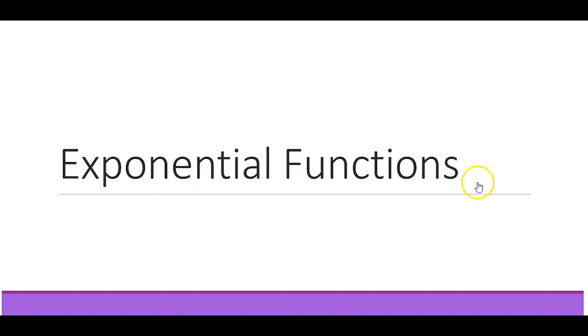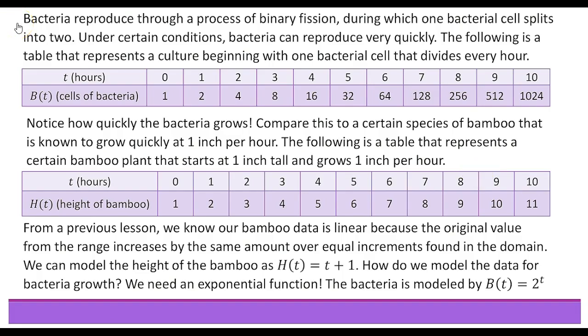Exponential functions. We'll start by considering an application. Bacteria reproduce through a process of binary fission, during which one bacterial cell splits into two. Under certain conditions, bacteria can reproduce very quickly. The following is a table that represents a culture beginning with one bacterial cell that divides every hour.